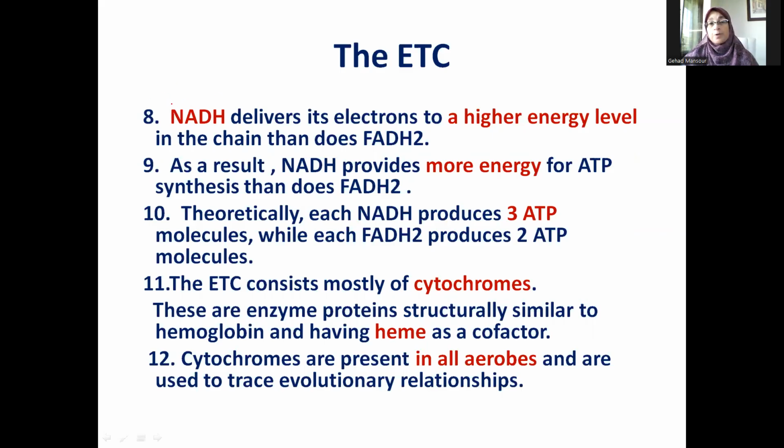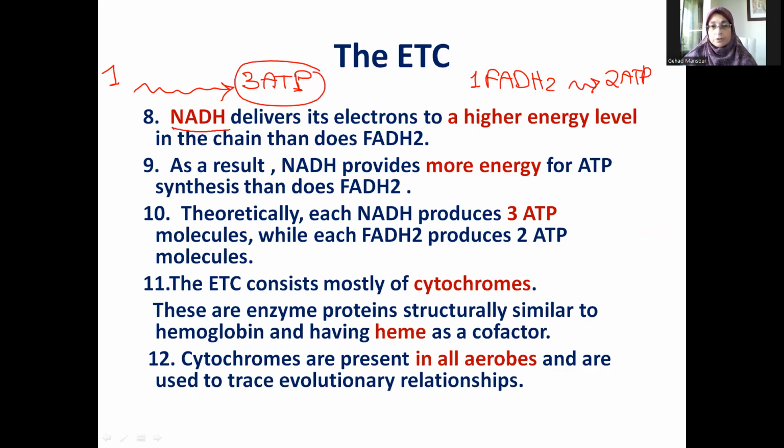Number 8, along the electron transfer chain, every molecule of reduced NAD helps in the formation of 3 ATP molecules, whereas every molecule of reduced FAD gives rise only to 2 ATP molecules. And of course, there is greater energy delivered by reduced NAD, which means that the electrons in reduced NAD are present at a higher energy level than the electrons of reduced FAD.